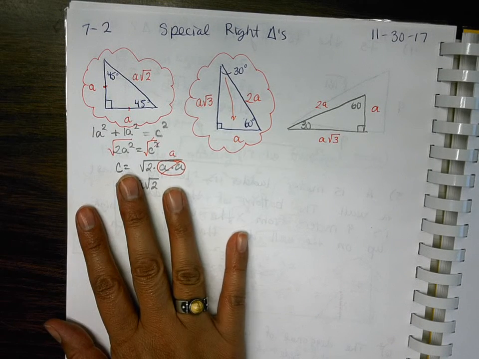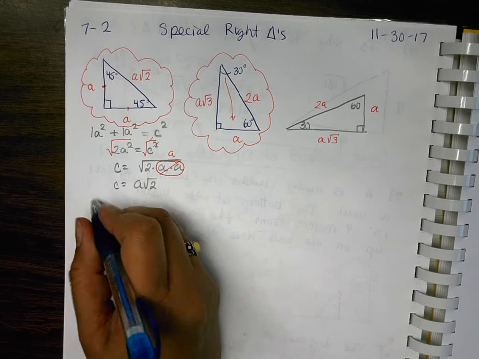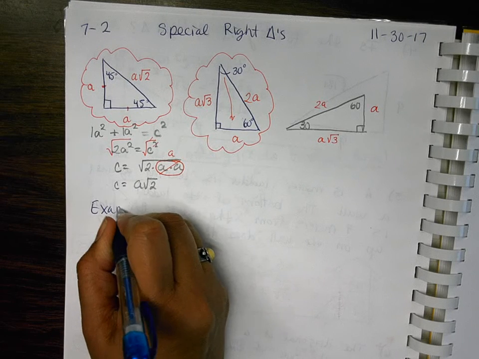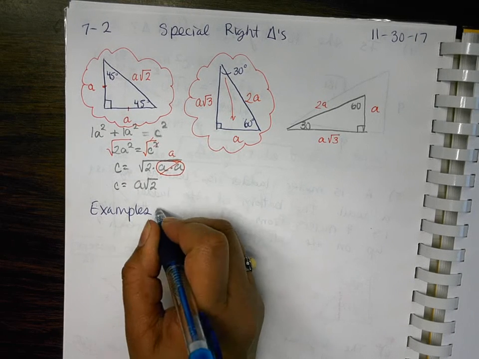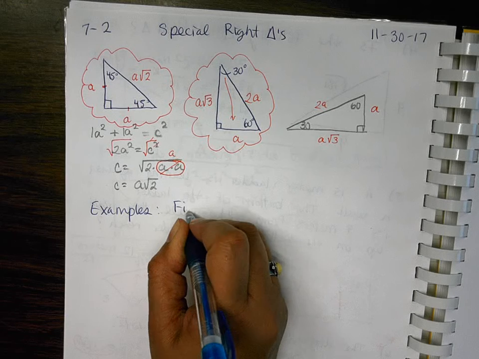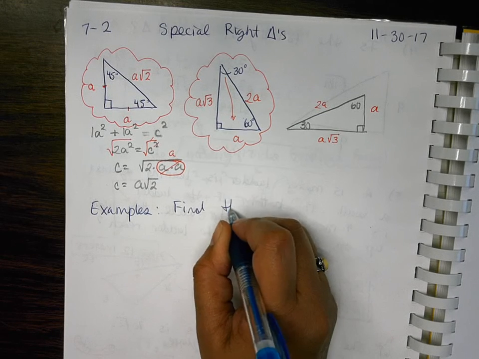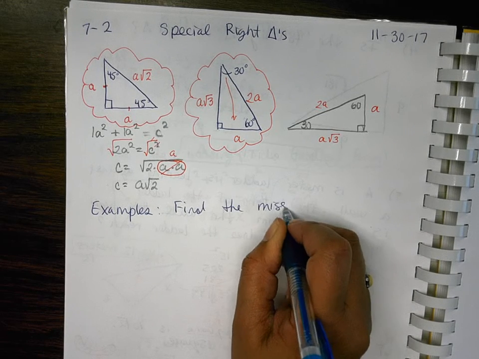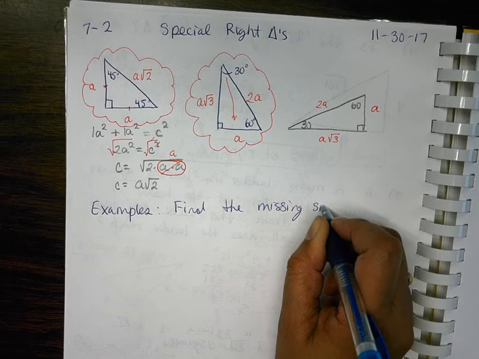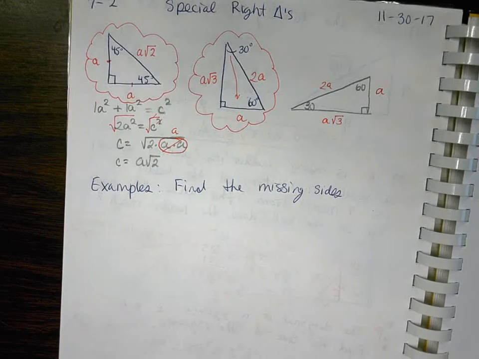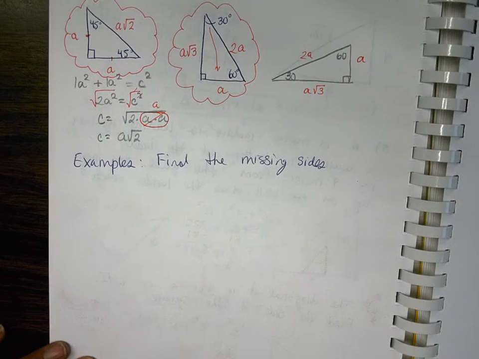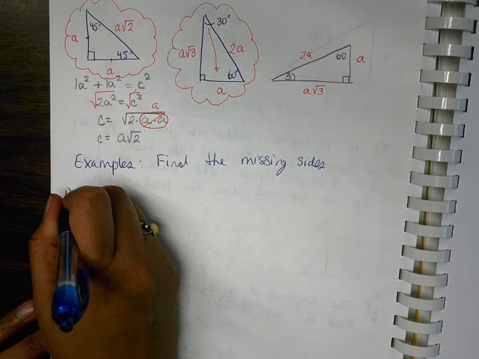Are we good? Yep. All right, let's try some examples. Find the missing sides. Number 1.